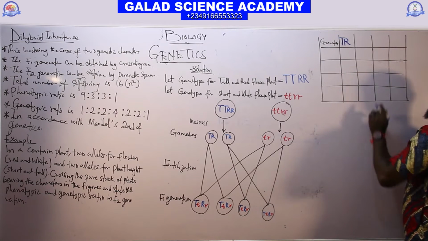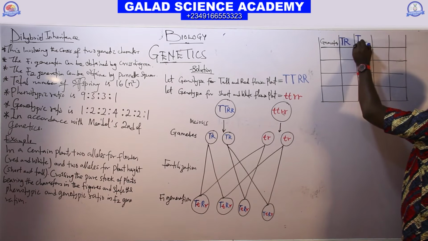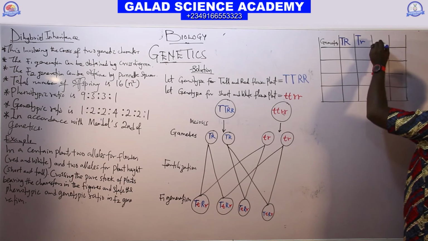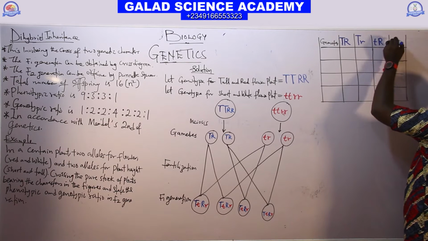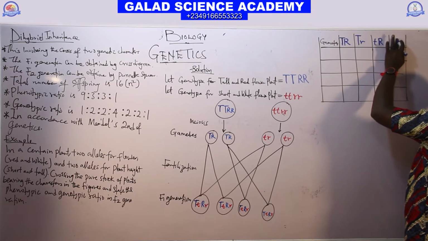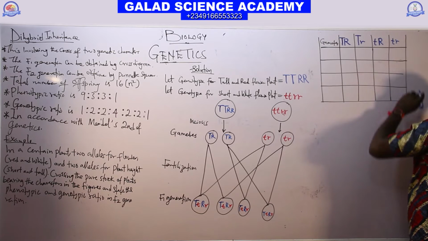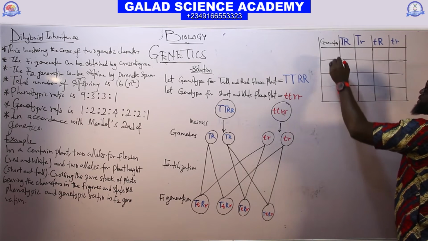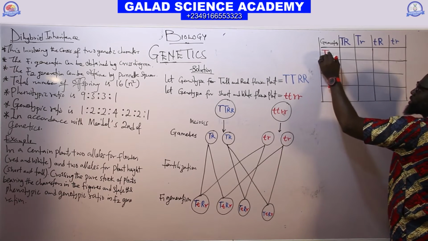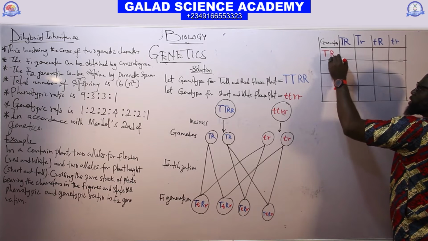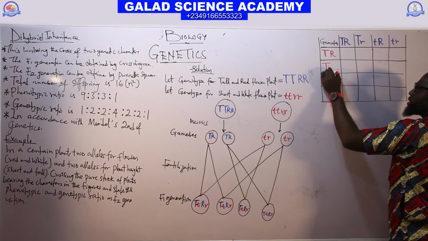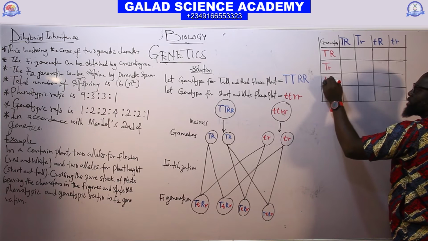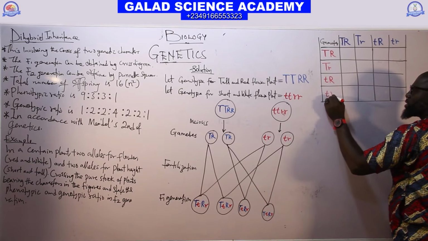The second one, we have T, small r. The third one, we have small t, capital R. Here we have small t and small r. And here, we have the same thing: capital T, small r, small t, capital R, small t, small r.